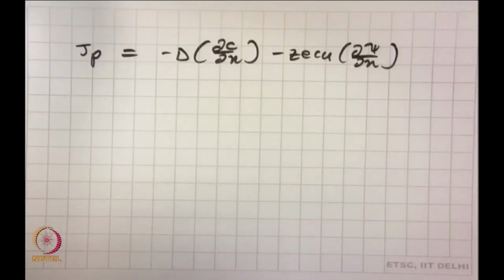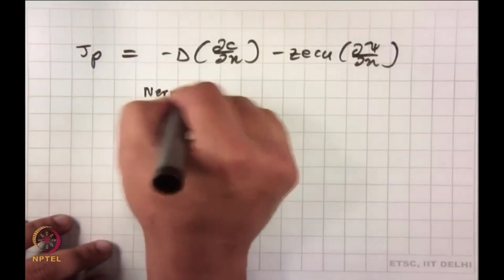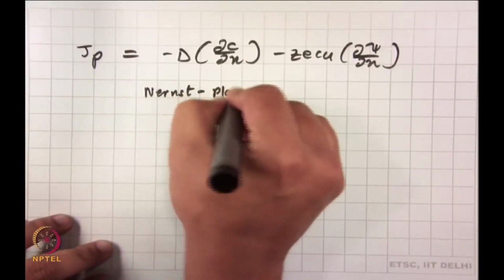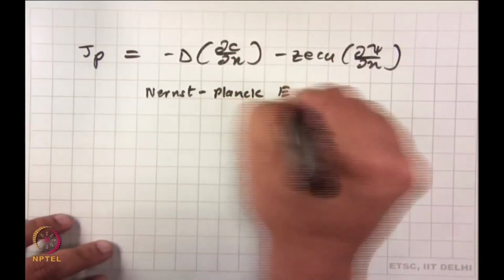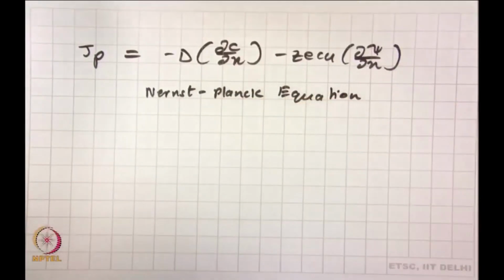What I forgot to mention at the time is that this equation is referred to as the Nernst Planck equation. So, this equation is popularly referred to as the Nernst Planck equation.